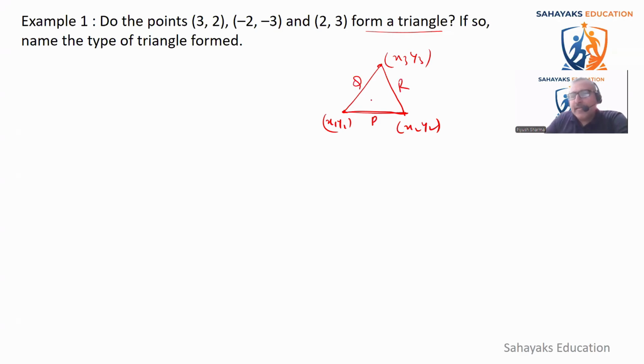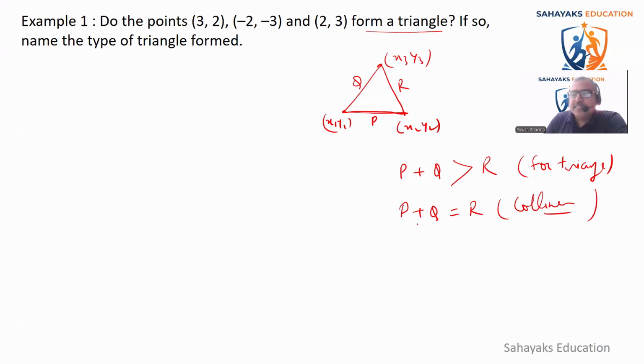Please remember, for making a triangle, P plus Q should be greater than R. The sum of any 2 sides should be greater than the third side. Only then it's going to make a triangle. That's the first thing. And the second thing is, in case P plus Q is equal to R, that means they are collinear.